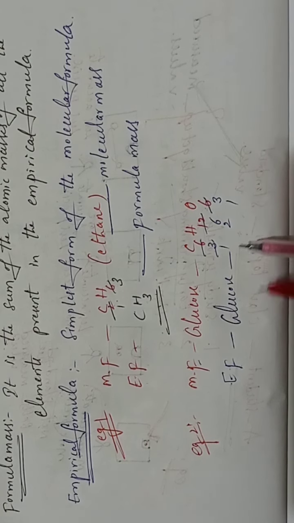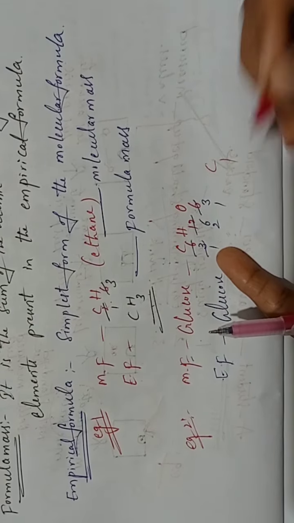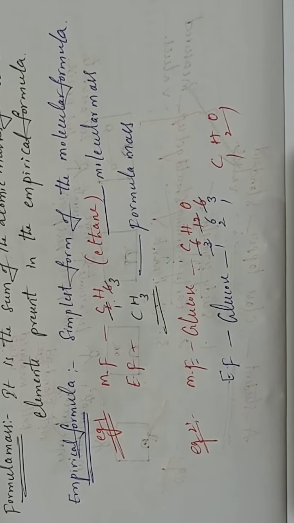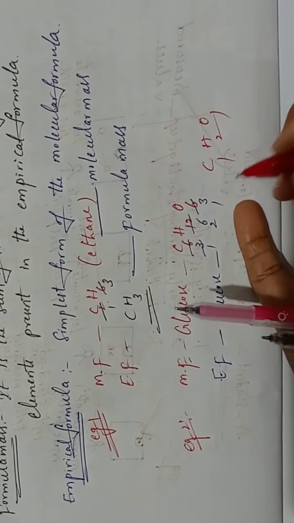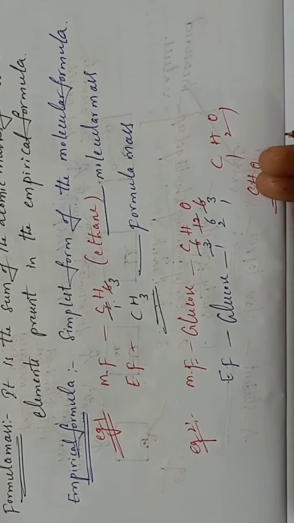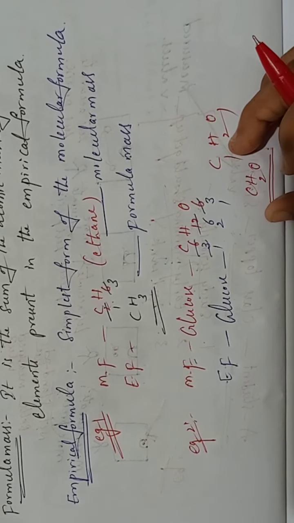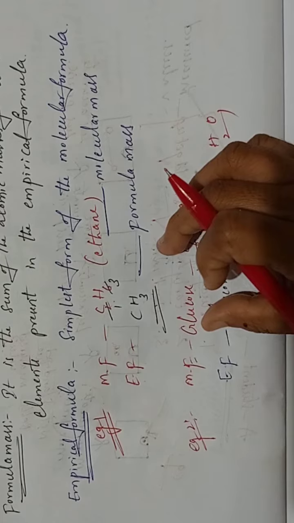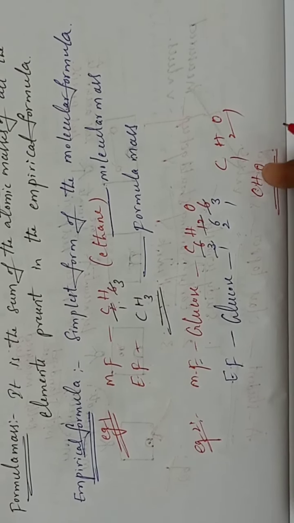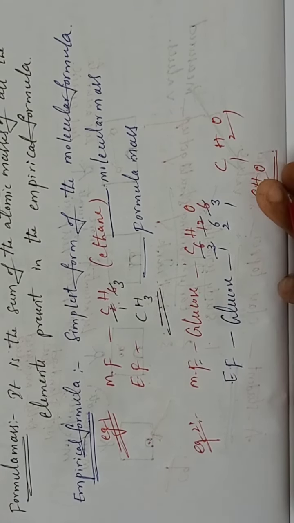That means what will you get, students? The simplest ratio. What can we write as the empirical formula? Carbon 1, hydrogen 2, oxygen 1. Are you following? CH2O. Clear? So generally we can write it as CH2O. This is the empirical formula of glucose. That means we are writing the empirical formula from the molecular formula, that is the simplest form. The empirical formula indicates the simplest form of the molecular formula. So from the molecular formula we can calculate the empirical formula.